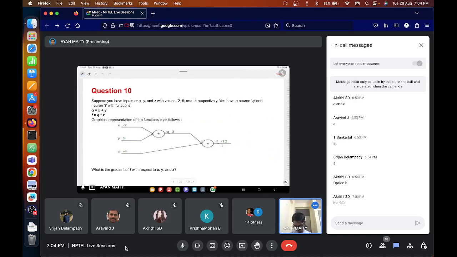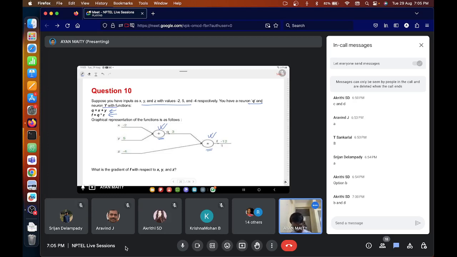Question 10. Suppose you have inputs x, y and z with values -2, 5, -4 respectively, and you have a neuron q here, and neuron f is here, with functions: q is x plus y. So this plus sign is given here. q is simply adding x and y, and f is multiplying this q and z. So this multiplication sign is given here. Q and f are calculating these arithmetic operations.